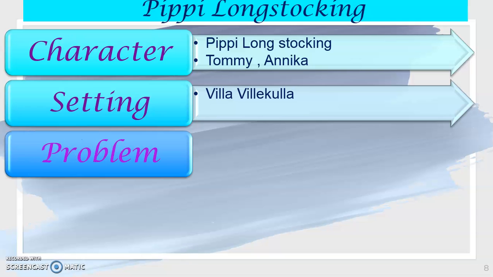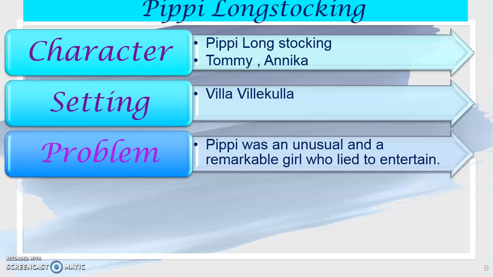The problem in the story. So what went wrong? What do you actually think went wrong? Pippi was an unusual and a remarkable girl who lied to entertain. How many of you do that? Let's see. Okay.